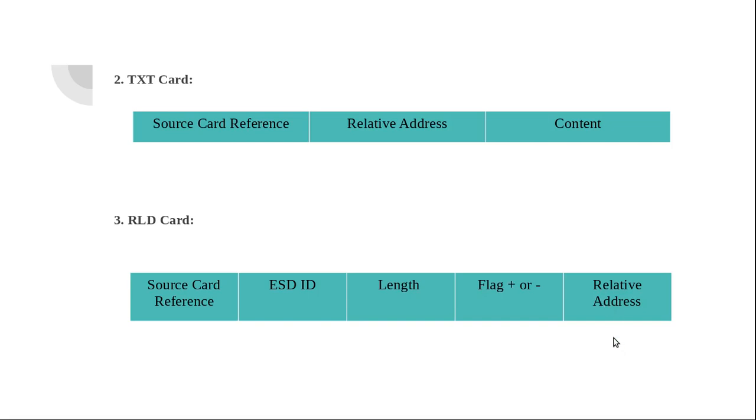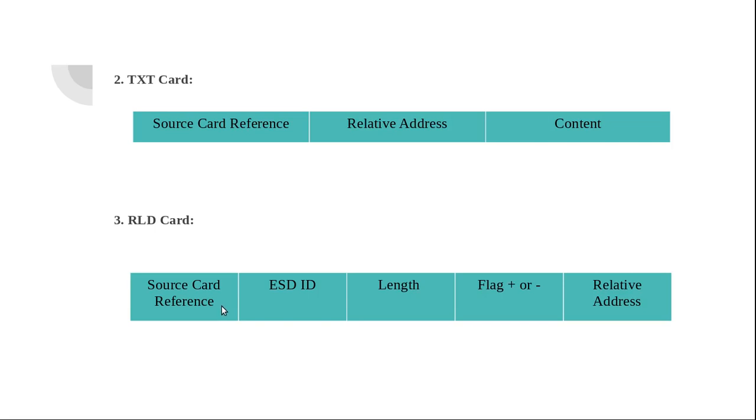So how are we modifying the address constant value at the time of relocation? It will be changed by using the value of another symbol. And what is the ID of that symbol? It will be mentioned in the ESD ID column. Then what operation are we performing on the address constant value to get the new value, whether it is addition or subtraction? If it is addition, the flag column will contain plus. If it is subtraction, it will contain minus. Then the source card reference number.